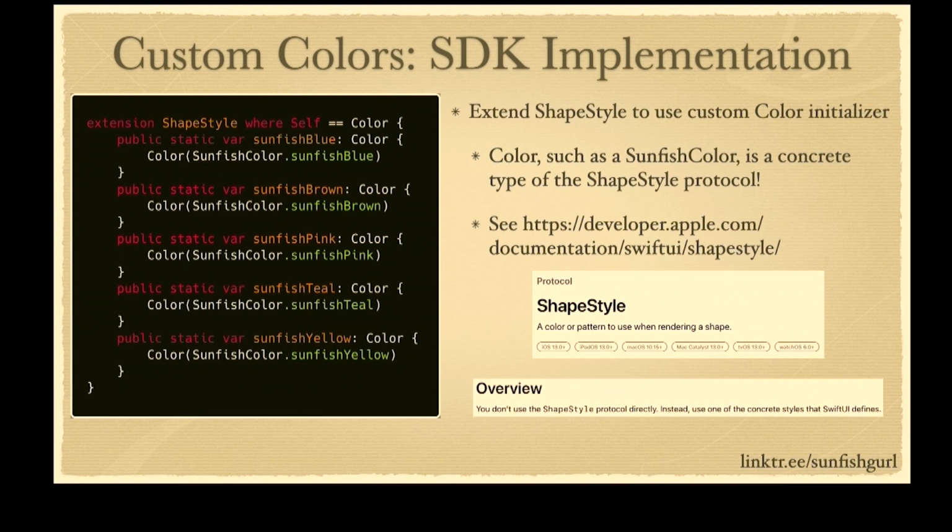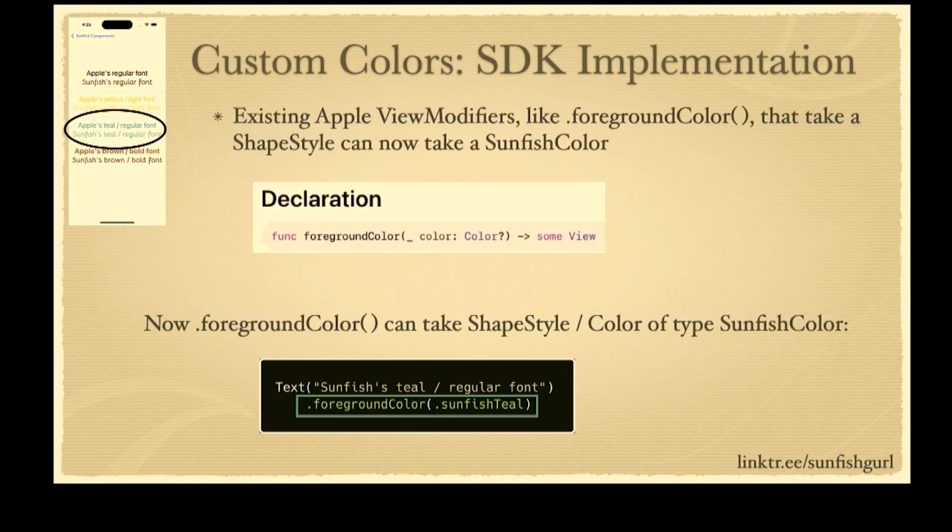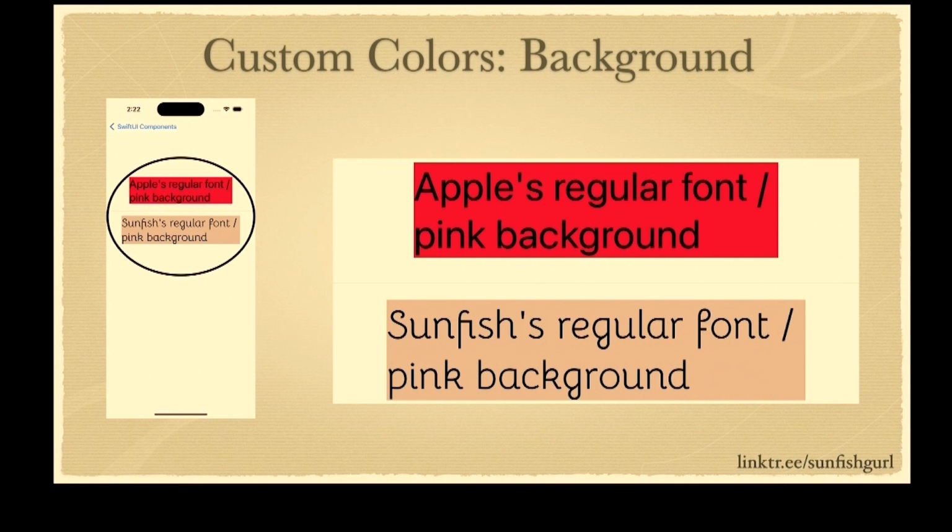Then we want to extend shape style to use the custom color initializer. Color such as sunfish color is a concrete type of the shape style protocol. So this means you don't use shape style directly. Instead, you extend shape style so you can use one of its concrete types, like sunfish color, later. So now existing Apple view modifiers, like foreground color, that take a shape style can now take a sunfish color. And now foreground color can take a shape style or color of type sunfish color.